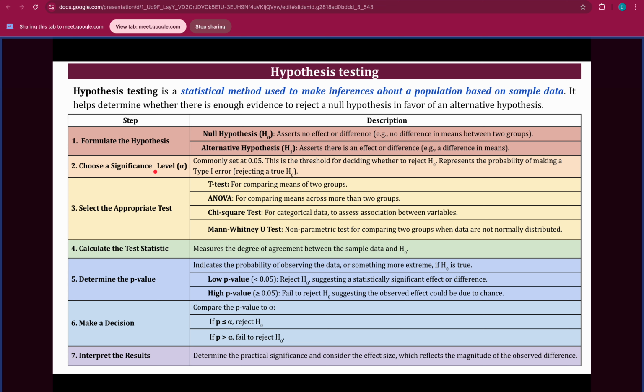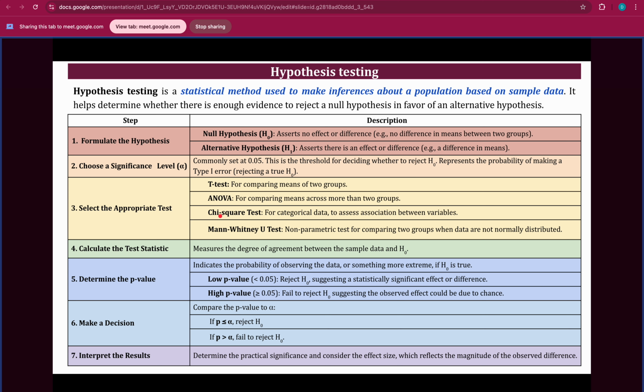Now you have to choose a significance level or a threshold, so that if that particular threshold is not met, you cannot accept your alternate hypothesis. There is some significance level which must be satisfied, and it is normally set at 0.05. This is the threshold for deciding whether to reject H naught or not reject. In a later slide I will show you where alpha lies on the basis of the graph. The next step is to select the appropriate test.